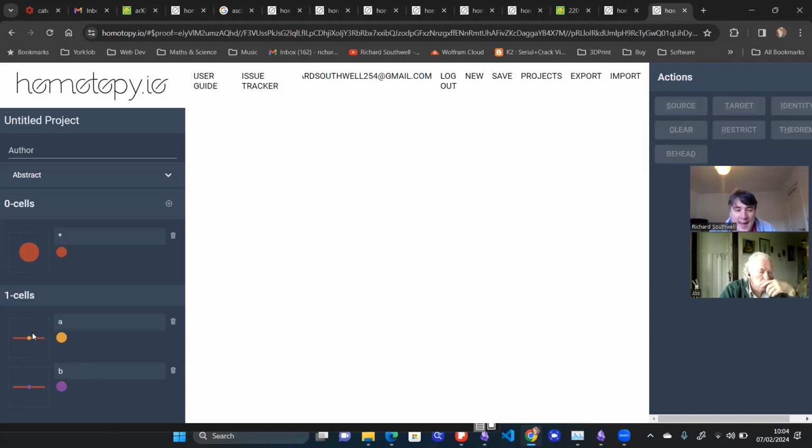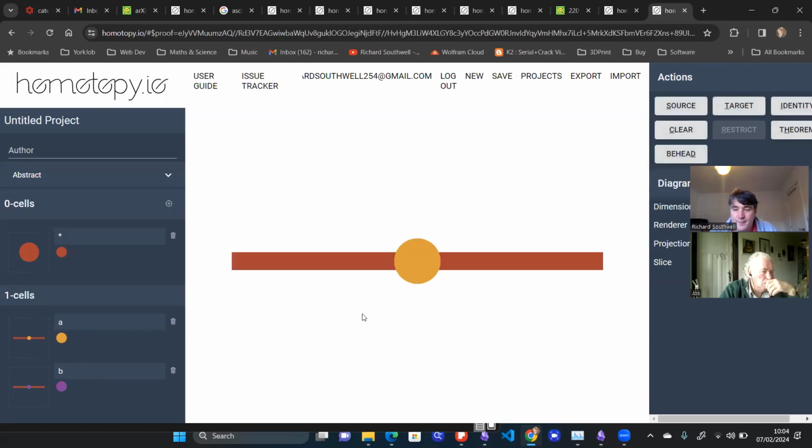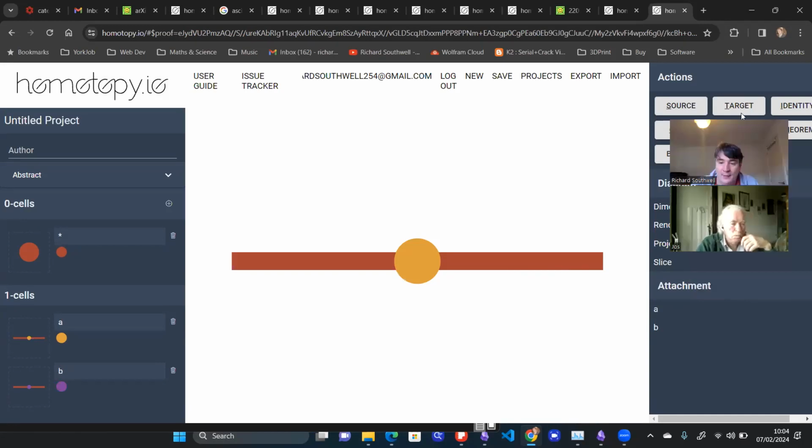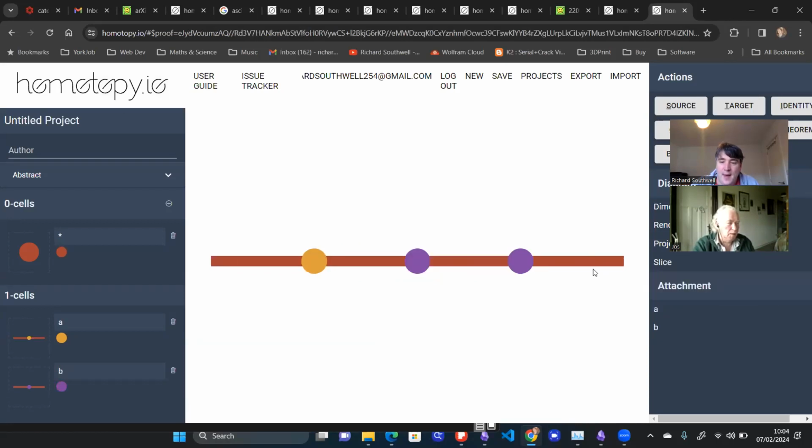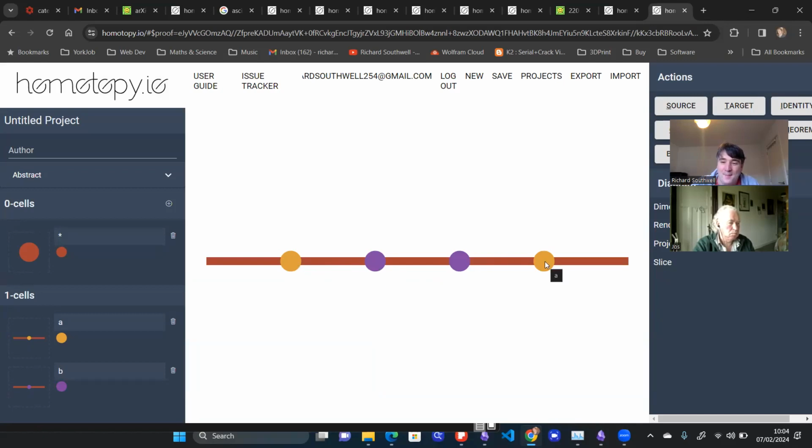So if we click on the pictogram for A, we could say A is an arrow that goes from star to star. And then if we click on the right-hand side of this red line here, Homotopy.io asks us what kind of thing we want to attach. So let's attach a B. And then we can click on the right-hand side and click B, and then click A, and so on. So now we've got ABBA, A, and then B, B, A.